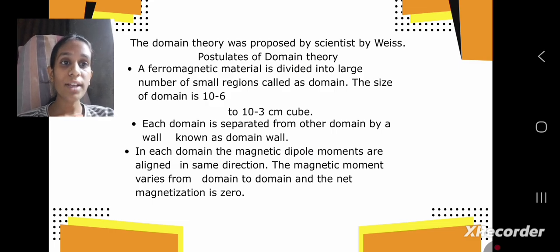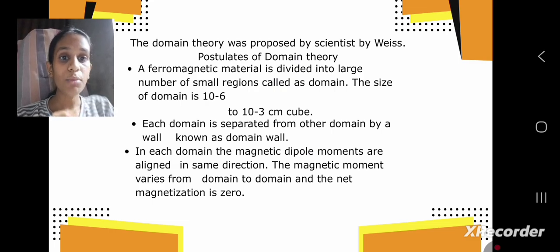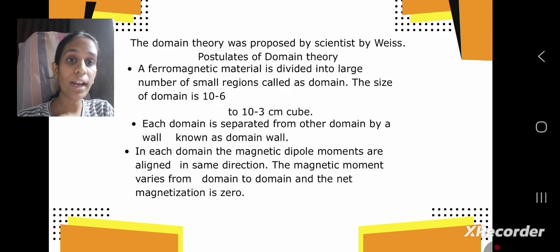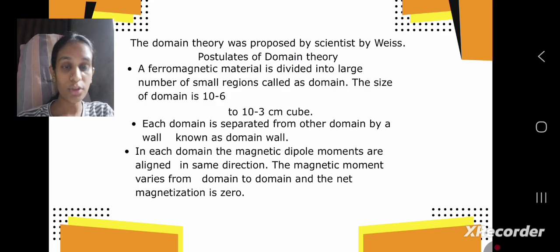Now each domain is separated from the others by a wall known as a domain wall. In each domain, the magnetic dipole moments are aligned in the same direction. The magnetic moment varies from domain to domain, and the net magnetization is zero. So the magnetic moment changes from domain to domain and their net magnetization is zero.